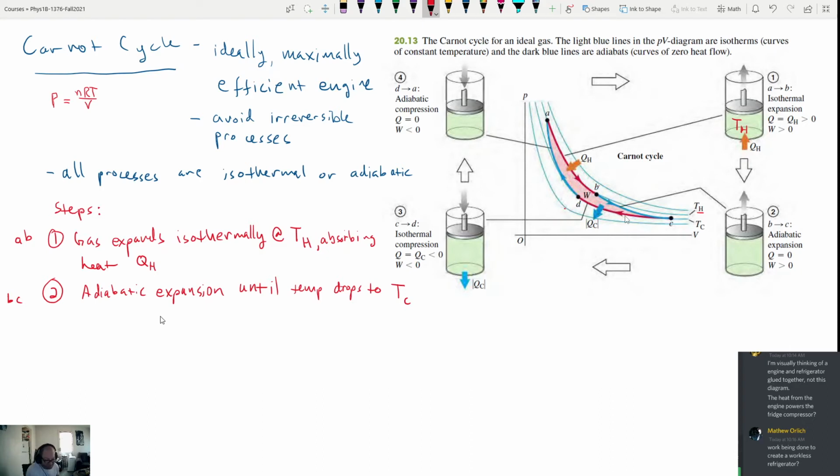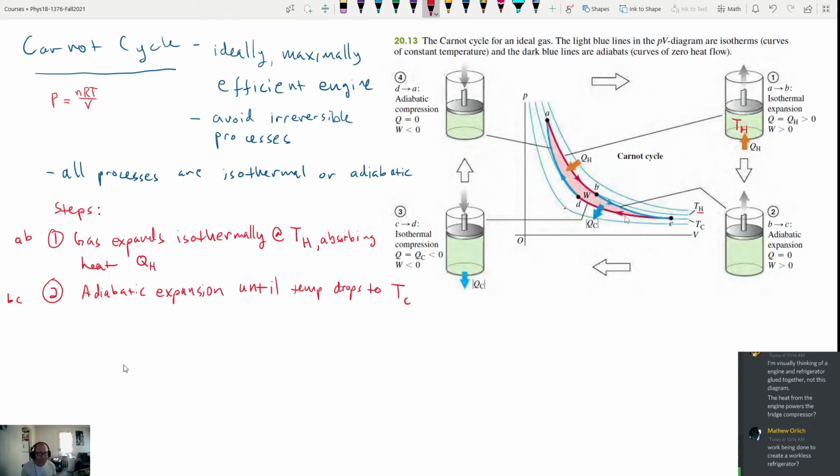Every time I talk about this, I've taught this topic for like 10 years or something. Every single time I talk about the Carnot cycle, I have such a hard time believing that this is realistic. You know what I mean? I have a really hard time getting my mind around the idea that this adiabatic expansion is truly reversible. But we'll go with it for now and see what happens.